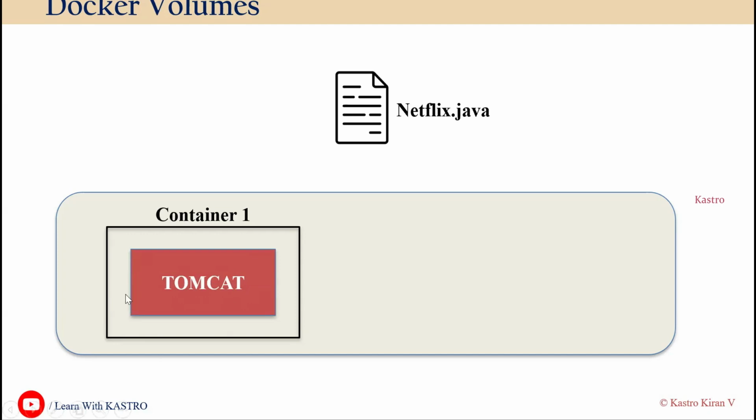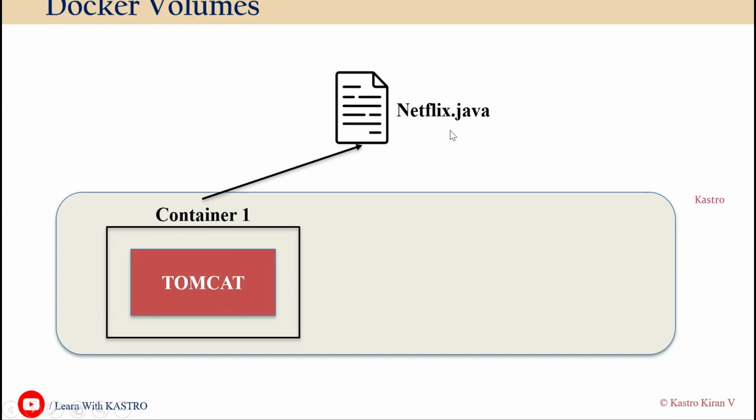This container is running inside the Docker. The Tomcat web server is available inside container 1, the container is inside the Docker engine, and the Tomcat web server is inside the container. Now, this Tomcat web server inside the container wants to access the netflix.java file. By using this container, I want to access this file. Yes, it is possible. We can access it.